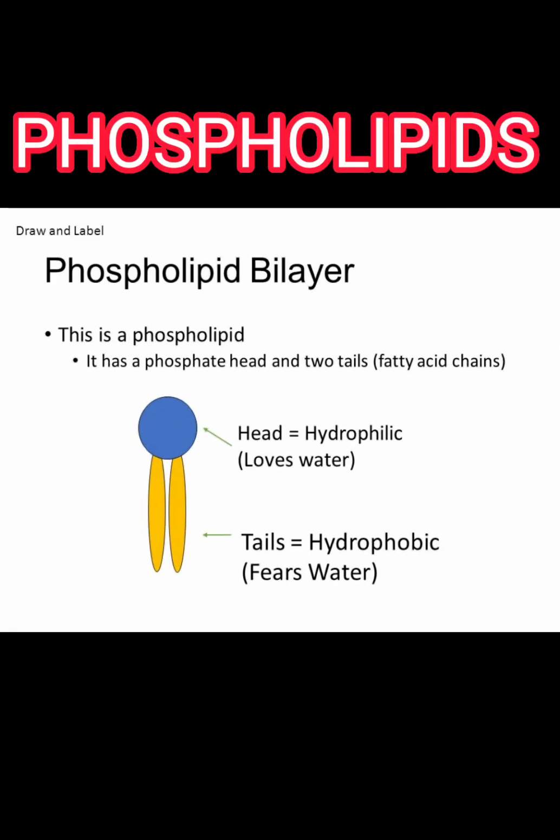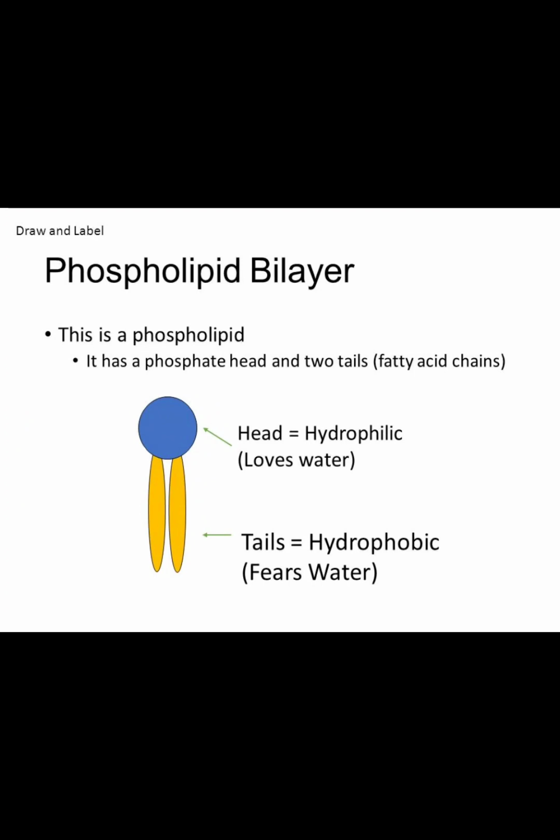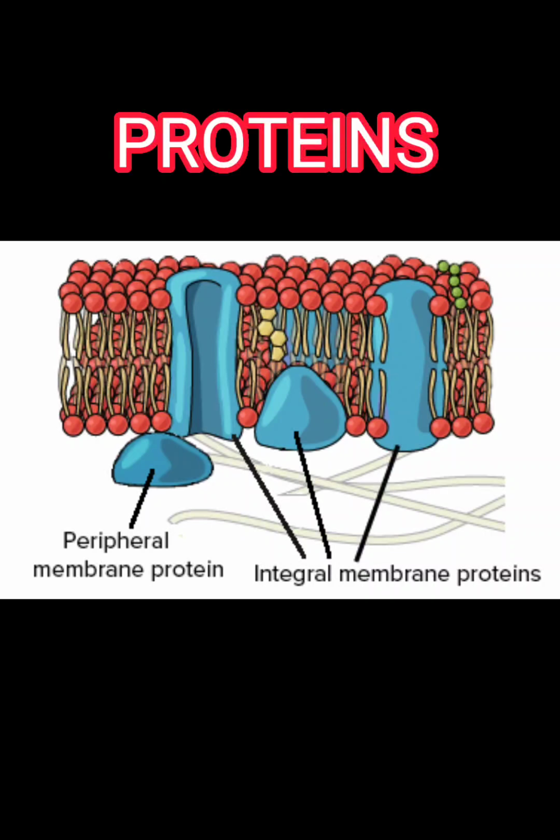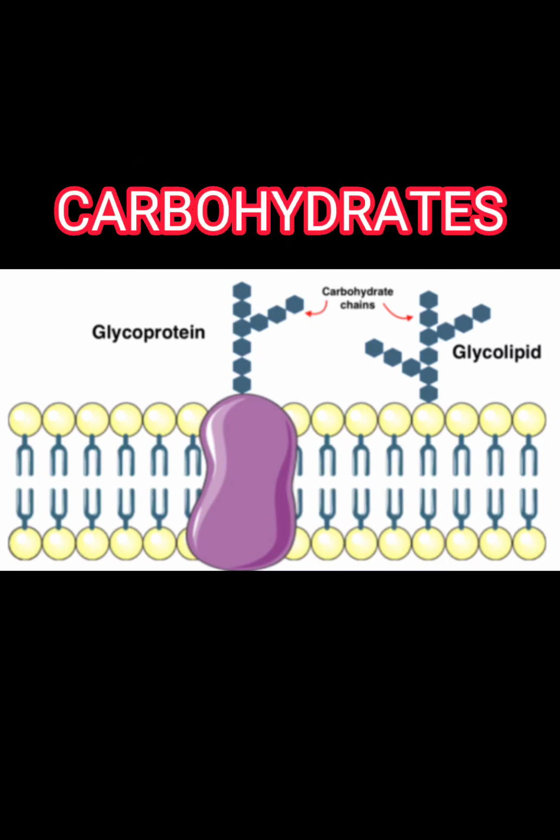Components of the cell membrane: the phospholipid bilayer, which has phosphate heads and two tails; proteins; and carbohydrates attached to the cell membrane.